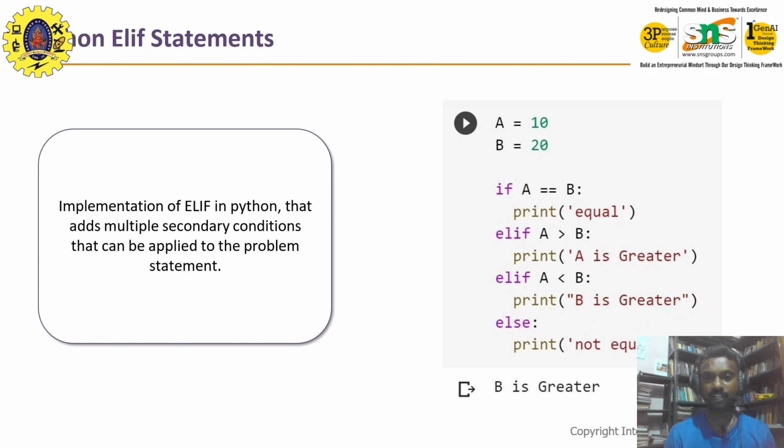Here, see this program. If a is greater than b, then print a is greater. If a is less than b, then b is greater. Else, not equal. So in this example, we know that the value of a is 10 and the value of b is 20. If we run this program, we get the output b is greater.